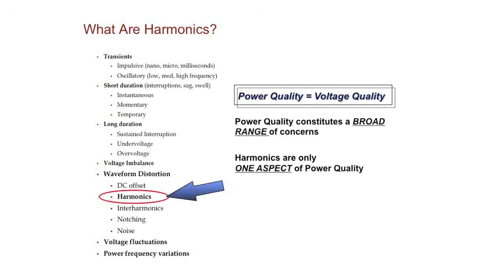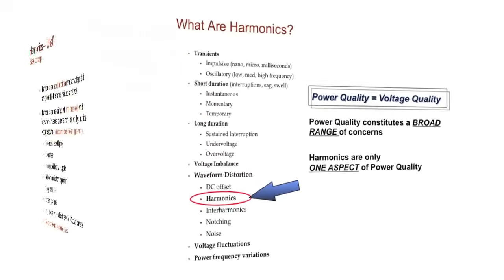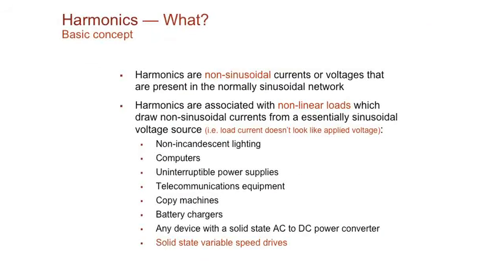When we look at power quality, there's a whole realm of different things you can look at. So what are harmonics? Harmonics are non-sinusoidal currents or voltages that are present in any normal sinusoidal network. So they're always present. You're not going to get a perfect network where you don't have any kind of distortion. So we need to set some levels, and we'll do that down the road a little bit.